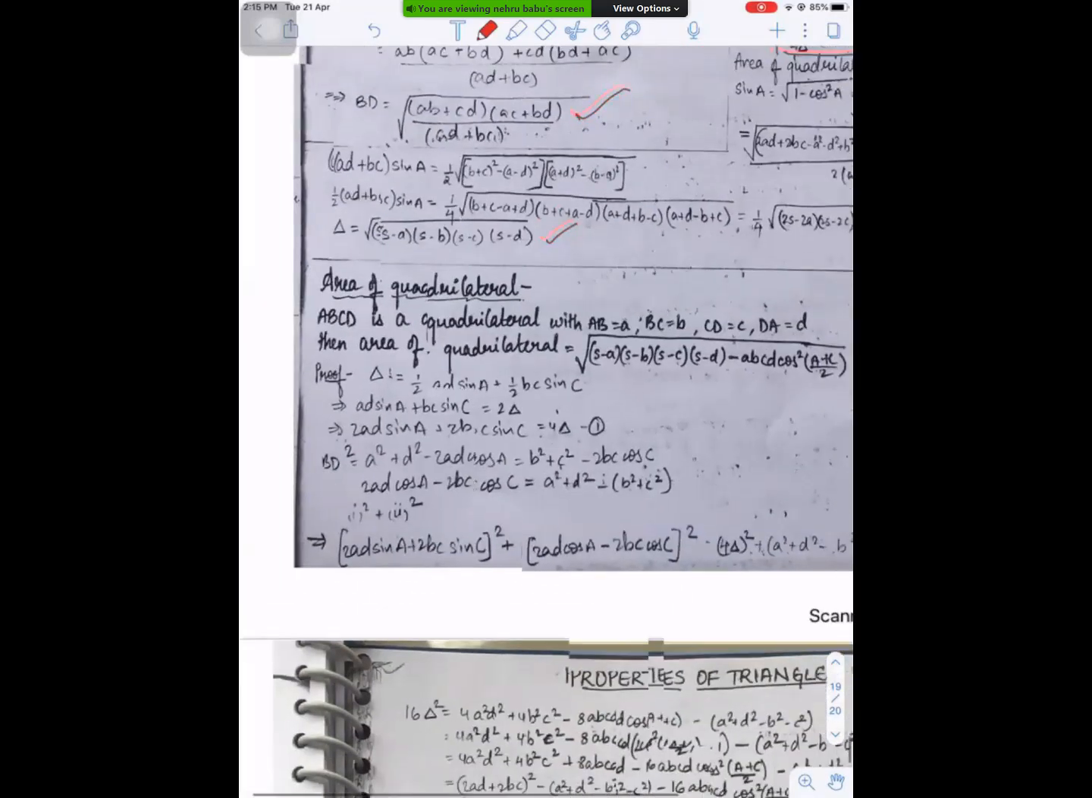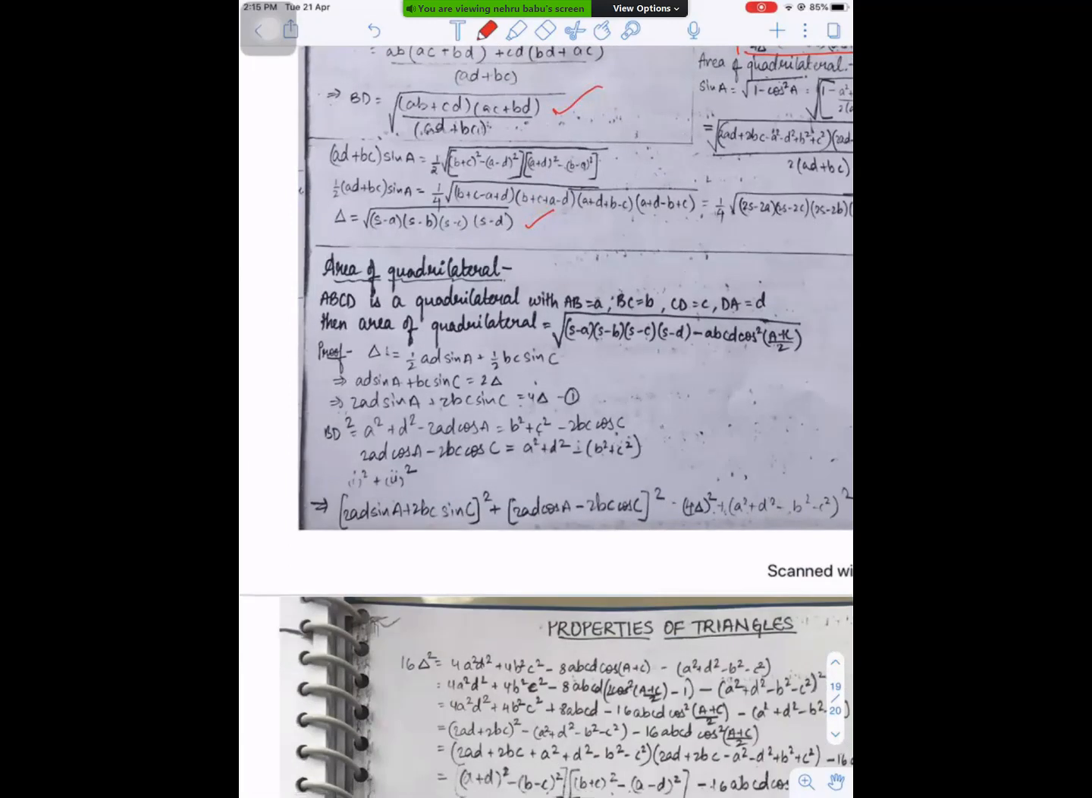Similarly, for a general quadrilateral, the result you will get is this: (S minus a) into (S minus b) into (S minus c) into (S minus d) minus abcd into cos square of (A plus C) by 2, or (B plus D) by 2. Anything you can take, opposite angles by 2. Because even if you write (B plus D) by 2 you get the same answer. The reason is A plus C equals 360 minus (B plus D), so you'll get the same result only.